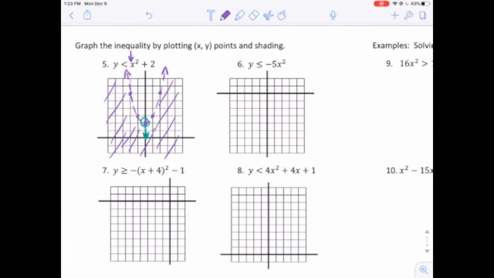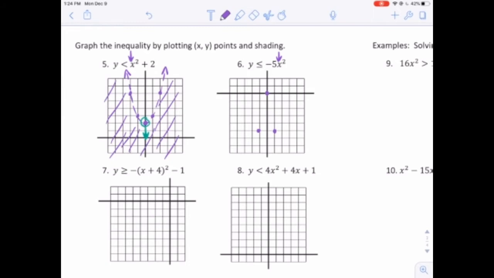All right, let's look at our second one. Y is less than or equal to negative 5x squared. If I start doing the same thing, I'm just plugging in values for x. If I plug in 0 for x, this entire term is 0, so I get a point at the origin at 0, 0. If I plug in a 1, I'm going to get negative 5. If I plug in a 2, 2 squared is 4 times 5, so I'm going to get negative 20. That's way too low to fit on my graph, so we're just going to call it good with 3 points this time.